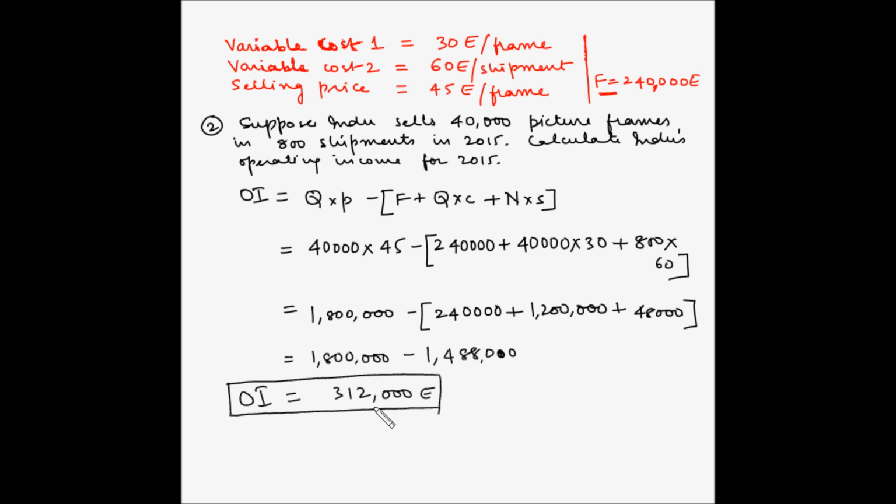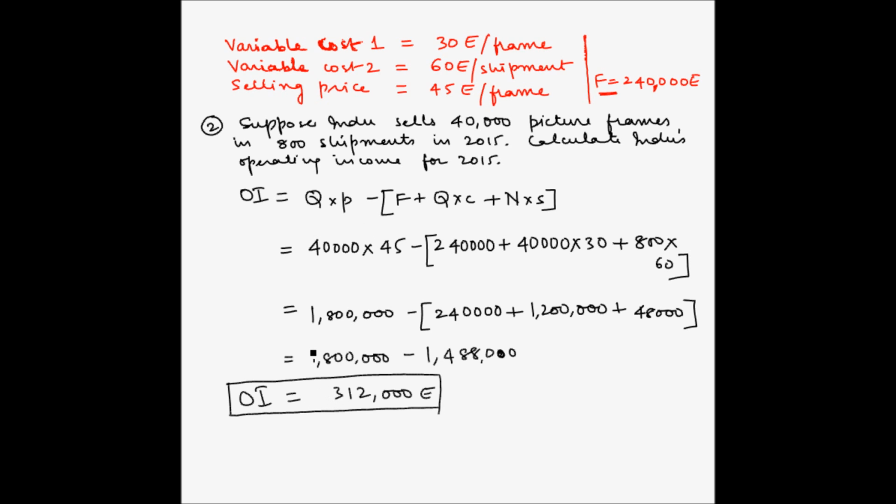That is an increment of 12,000 euros, just because we decreased the number of shipments to 800 instead of 1000 as compared to part 1. So basically the cost reduced and therefore the operating income increased.